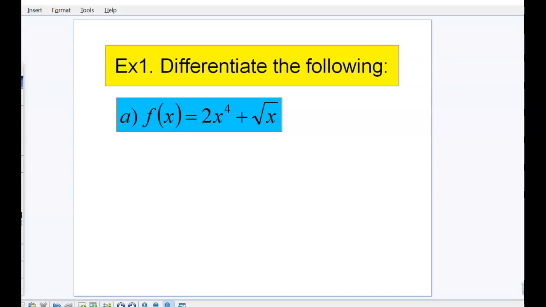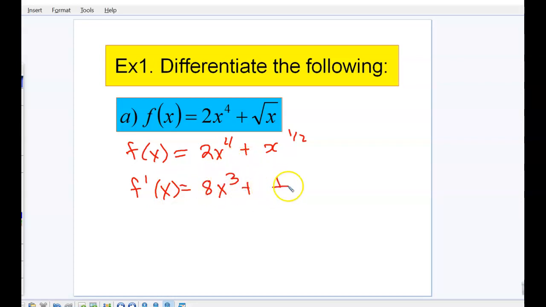Here we're asked to differentiate the following. Well, the first thing I need to do is rewrite this, getting rid of my radical, making it a rational exponent. And now to take the derivative, the 4 comes out front. That would be 8x cubed plus 1/2 x to the minus 1/2. And depending on how they allow you to write your final answer, some books don't like to have a negative exponent. You can move that x to the 1/2 down to the bottom, and that would be your final answer.